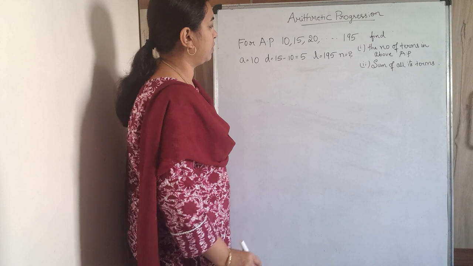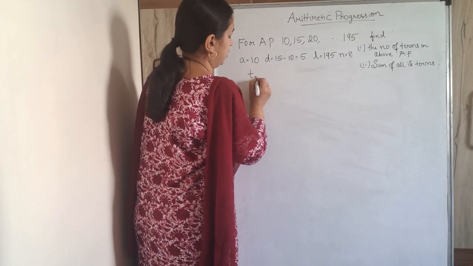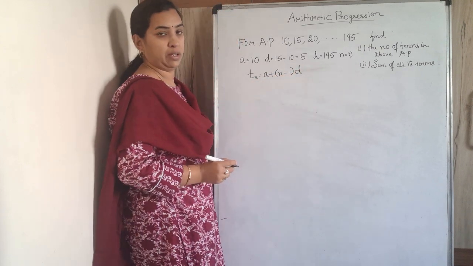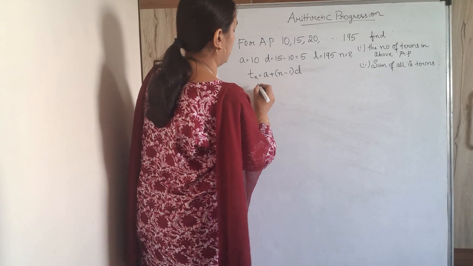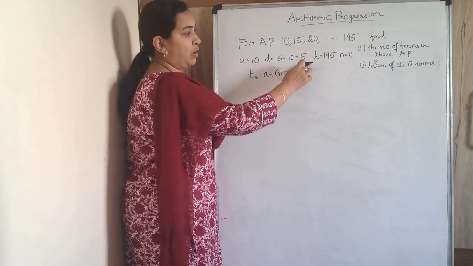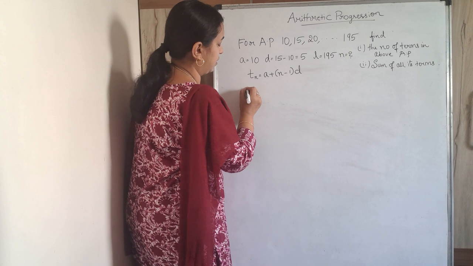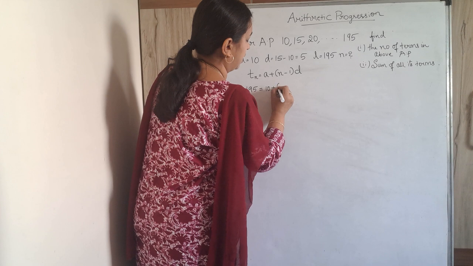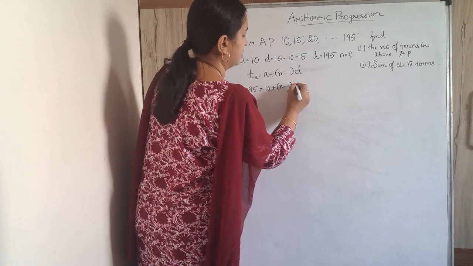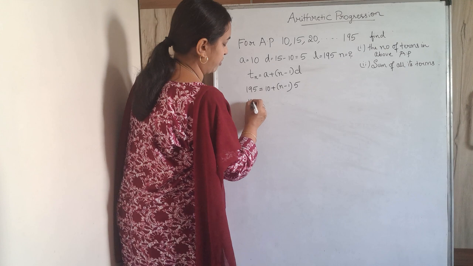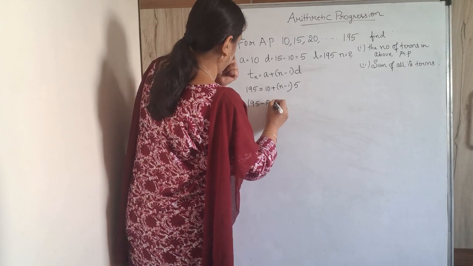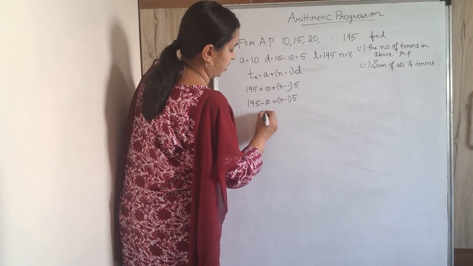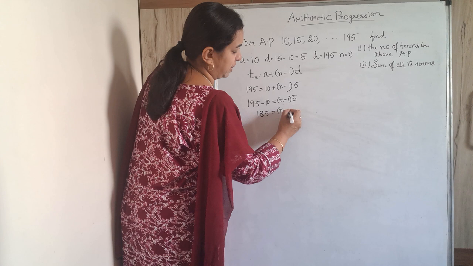We will use the formula Tn is equal to A plus n minus 1 into D. Here you know the value of Tn, or the last term, both are the same. So it is 195, which is equal to A, which is 10, plus n minus 1 into D, where D is 5. So this will be 195 minus 10, which is equal to n minus 1 into 5. So 185 is equal to n minus 1 into 5.